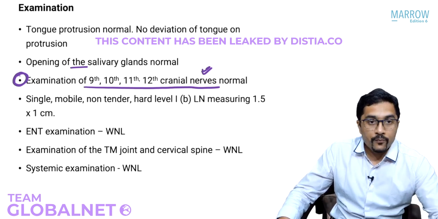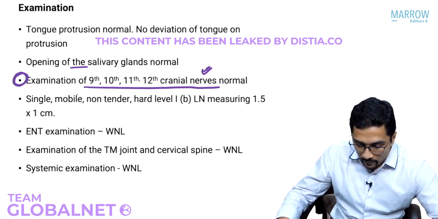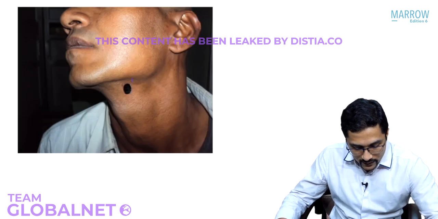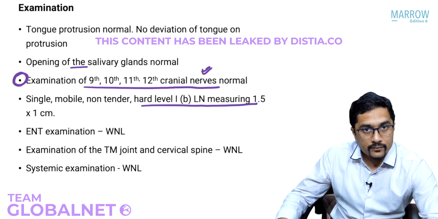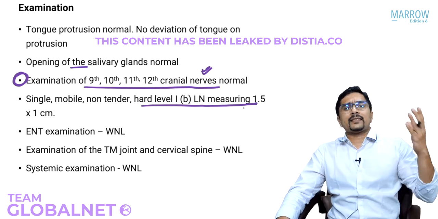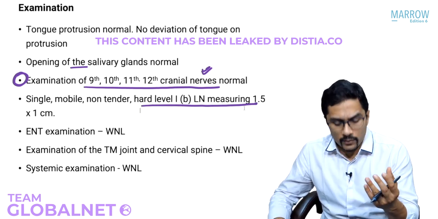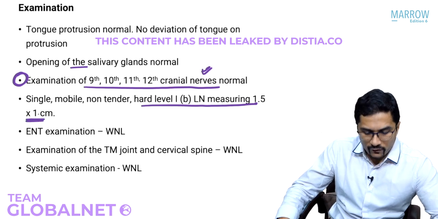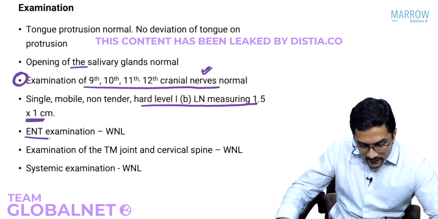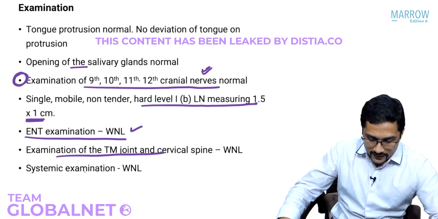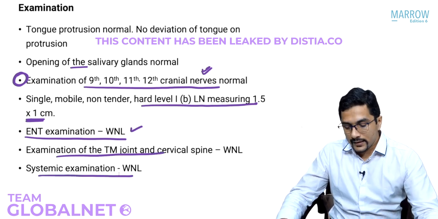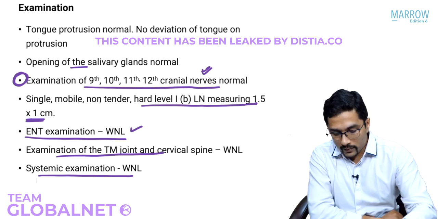I've told you. There is a single mobile lymph node. There is a single lymph node in level 1B. You know, 1A submental, 1B submandibular group, measuring 1.5 into 1 centimeters. ENT examination you have to mention is normal. TM joint examination is normal. And systemic examination is normal in this patient.